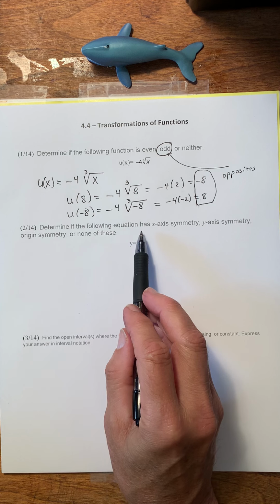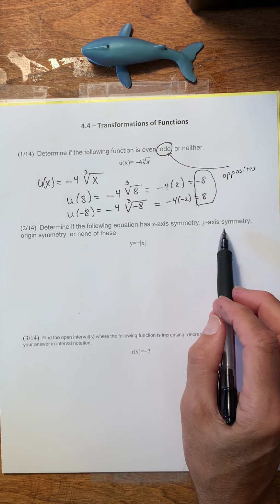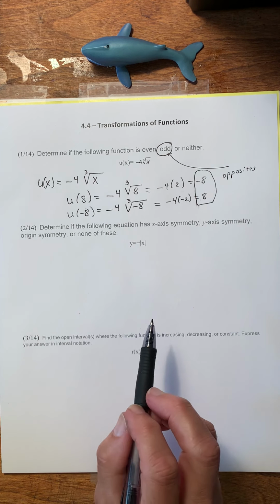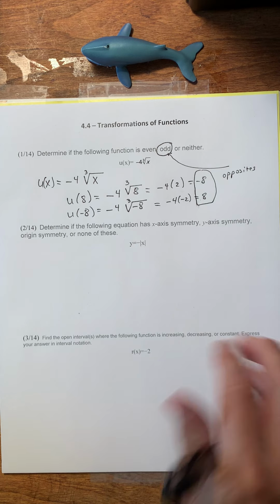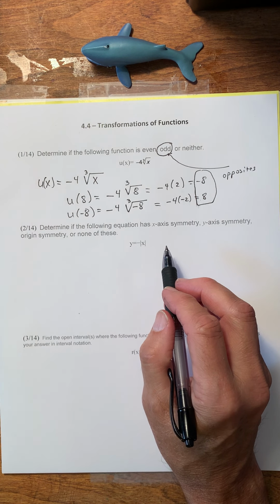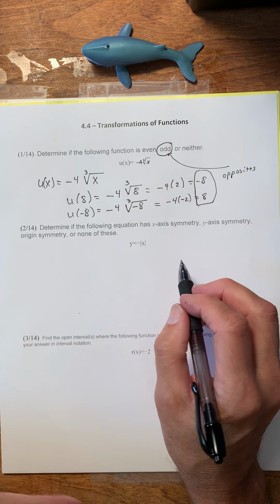All right, let's try this one. Determine if the following equation has x-axis symmetry, y-axis symmetry, origin symmetry, or none of these. Now, I did not mention this. I think I might have mentioned it in the notes. Let me see if I did. No, I did not.